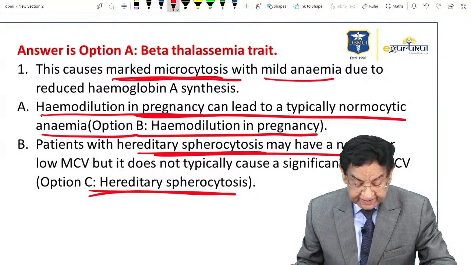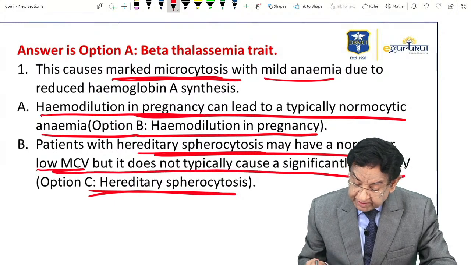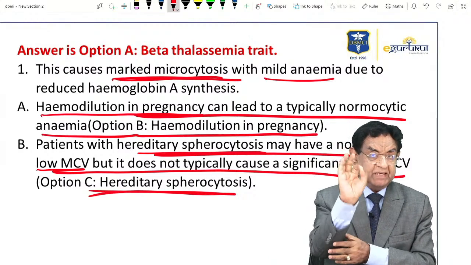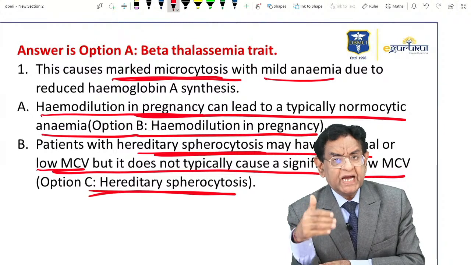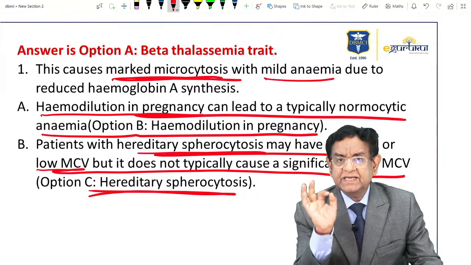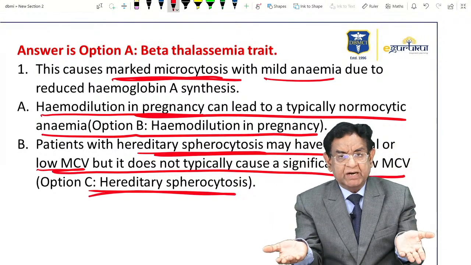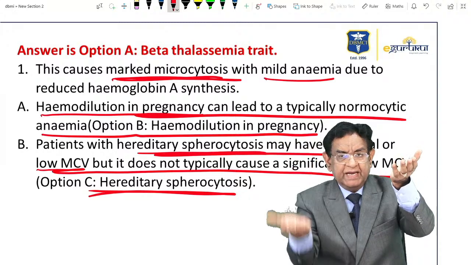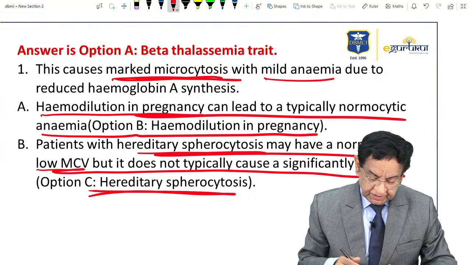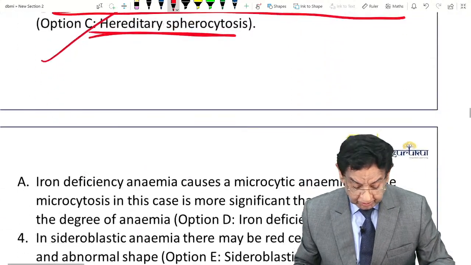There we get spherocytes. They have a normal or slightly low MCV, but it does not cause significantly low MCV. Remember, the classical phrase is MCV reduced out of proportion to MCH. This is diagnostic of trait. Remember, I told you in iron deficiency anemia, both will come down together. Only in trait does MCV come down with MCH less. So in hereditary spherocytosis, there is a little microcytosis, but not out of proportion, so it is ruled out.